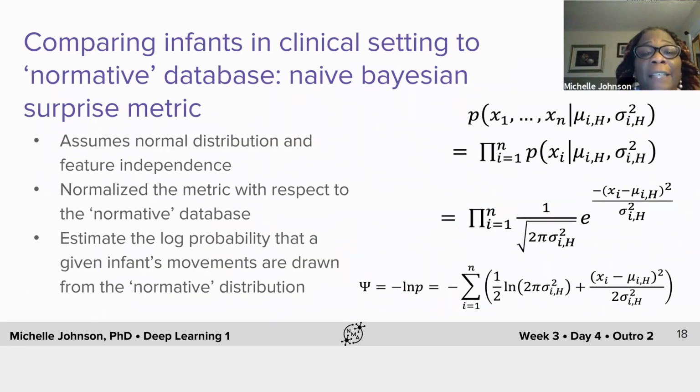To compare the infants in the clinical setting, we used the naive Bayesian surprise metric, which assumes normal distribution and feature independence. We get a normalized metric with respect to the normative database, and it estimates the log probability that an infant's movements are drawn from the normative distribution. As you can see, some of the equations are listed here.